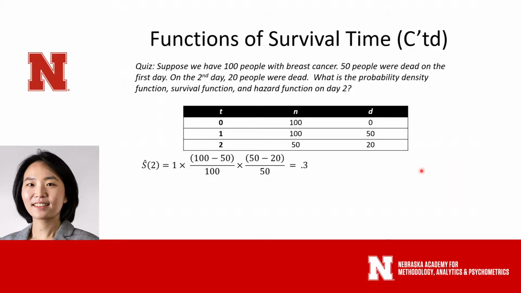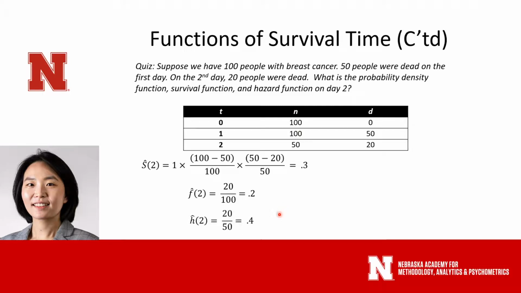Let's look at the survivor probability first. I'll talk more about how to estimate this in a few minutes. The probability of an individual with breast cancer living longer than 2 days is 0.3. And this is the probability density at day 2, and it's 20 over 100. That is because there were 20 people who died on the second day, and there were 100 people at risk at the beginning of this study. So it's 0.2. You can think of this as the probability of an individual experiencing an event on day 2.